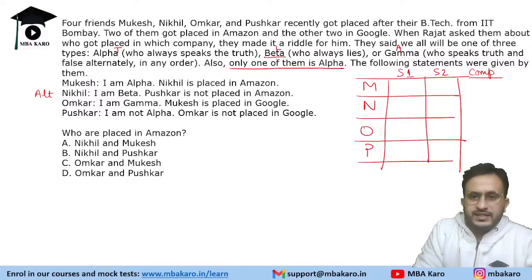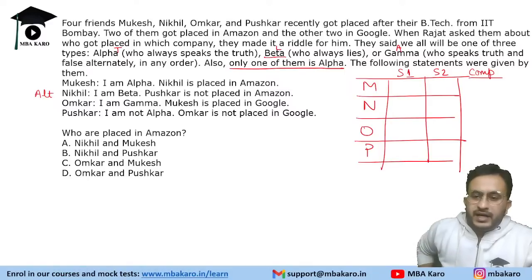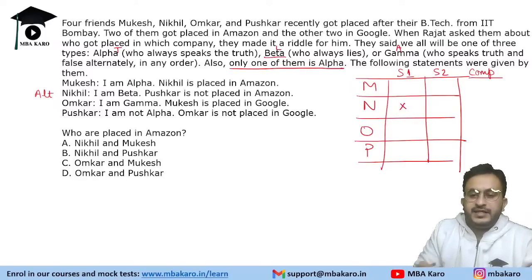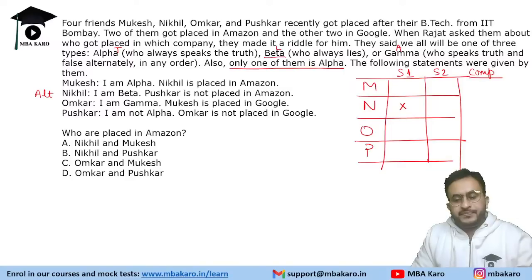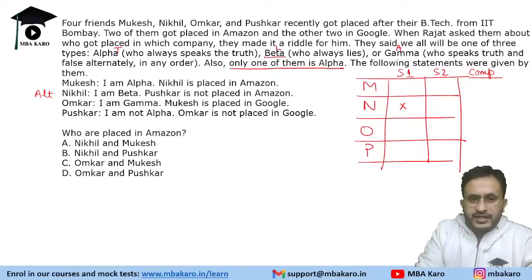So a person says I am beta, that is a lie. So a person will never say that I am a liar. So that means if he says I am beta, that is alternator, and this is a false statement of an alternator. See, a truth teller will not say that I am a liar, and also a liar will not say I am a liar. So that means Nikhil is an alternator. So his first statement is false, second will be true. Pushkar is not placed in Amazon. So Pushkar is placed in Google.